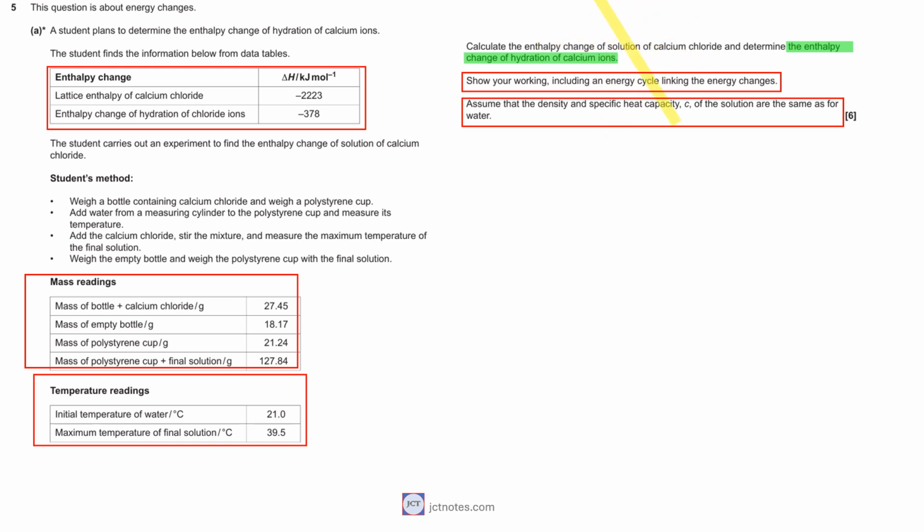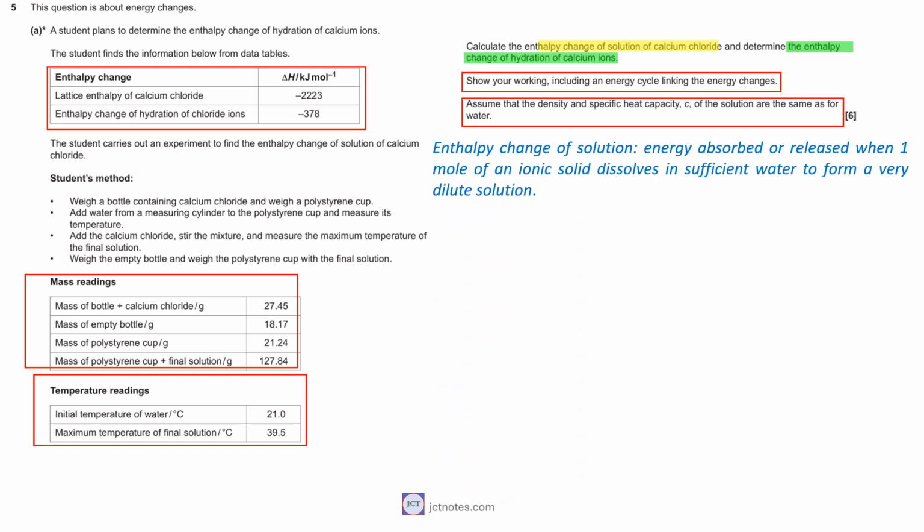I will start with the enthalpy change of solution of calcium chloride. The enthalpy change of solution is the energy absorbed or released when 1 mole of an ionic solid dissolves in sufficient water to form a very dilute solution. In our case, from the experimental data, we know that after dissolving the calcium chloride, the temperature of the solution has increased by 39.5 minus 21.0 equals 18.5 degrees Celsius. As the reaction is exothermic, the temperature has increased, the change of enthalpy is negative, we will add the sign at the end.